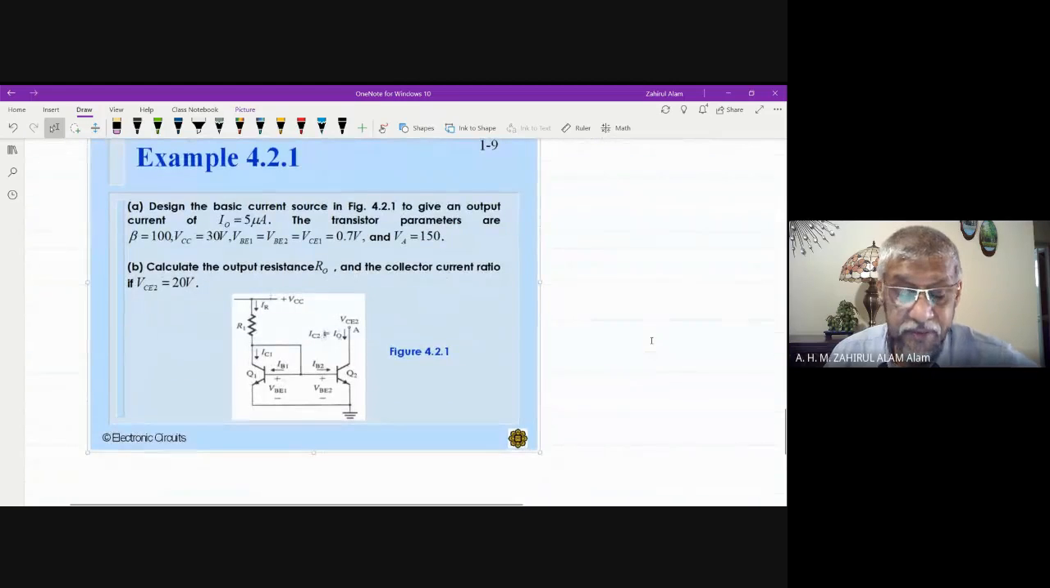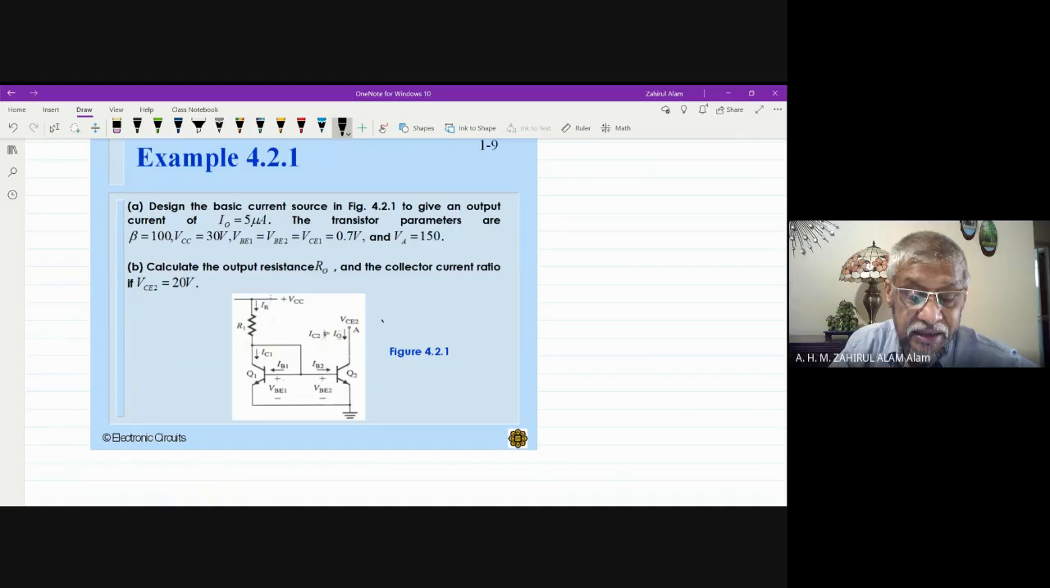So this is the problem. What is the problem? Design the basic current source in this figure to give the output current equal to 5 microampere. The transistor parameters are: beta is given as 100, VCC is 30, this is grounded, both voltages are equal, which is 0.7, and also the early voltage is mentioned, equal to 150.